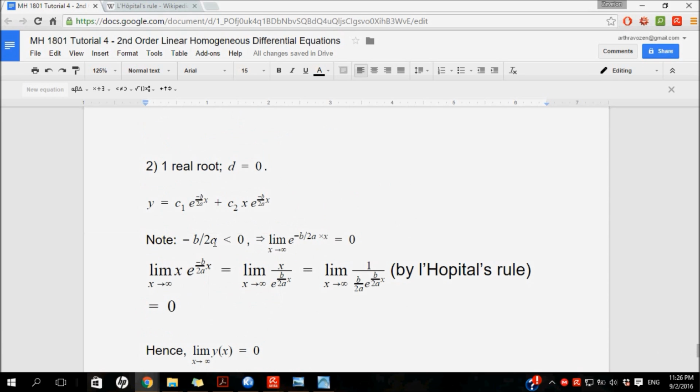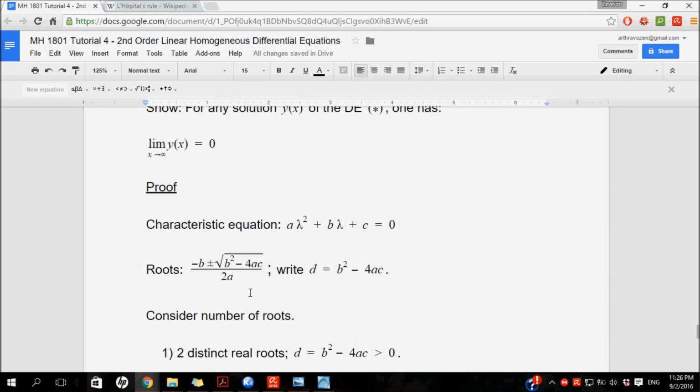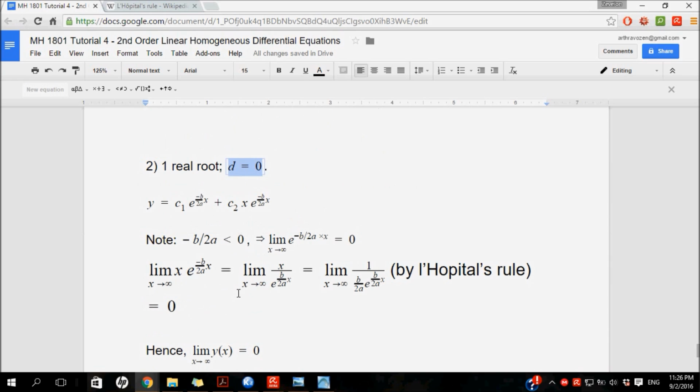Now we go on to the next case. Let us suppose we have one real root. It means that the discriminant must be equal to 0. And that's when we have a single real root. What is the root? It's just minus b divided by 2a. That's our root. So we are in case number 2 of our key theorem, so that this should be our general solution.